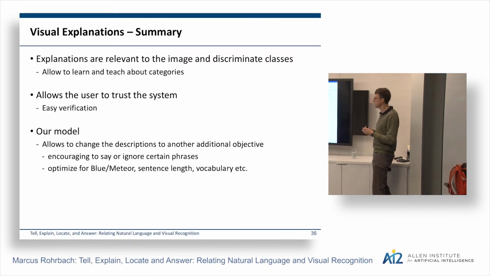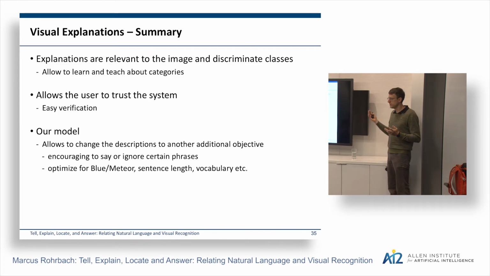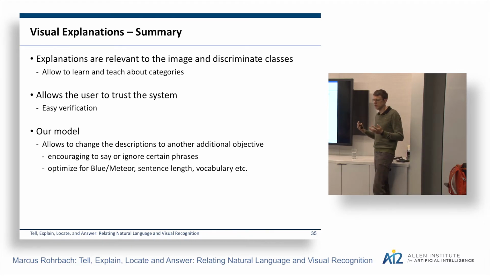So let me summarize visual explanations. Explanations are relevant to the image and discriminative class, and they allow us to teach and learn about categories. They also hopefully allow the user to trust the system because they're easier to verify than a class prediction. And our model, as I just mentioned, allows us to change, for example, the description to an additional objective. That could be, as we showed here, for explanations, but also it could be encouraging to say or ignore certain phrases, or it could optimize for BLEU or METEOR, sentence length, or other things.